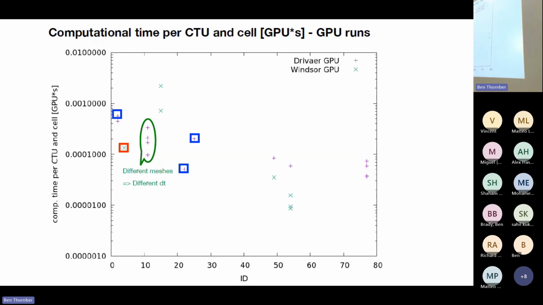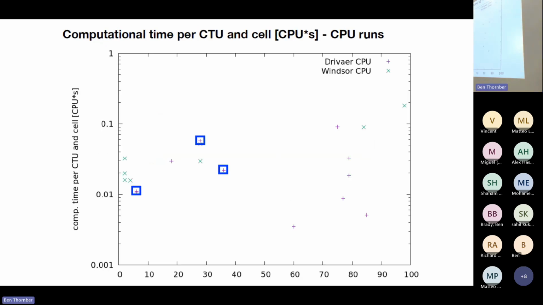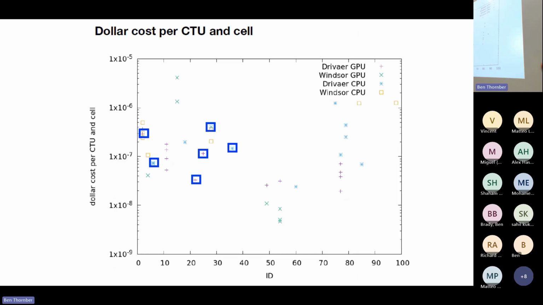And well, we can do similar things for the CPU runs. Again, these are the results that we got. And finally, we can multiply by the dollar cost as we did in the other case. And again, now we get these results that have some spread. In general, GPUs are a bit better than the CPU.